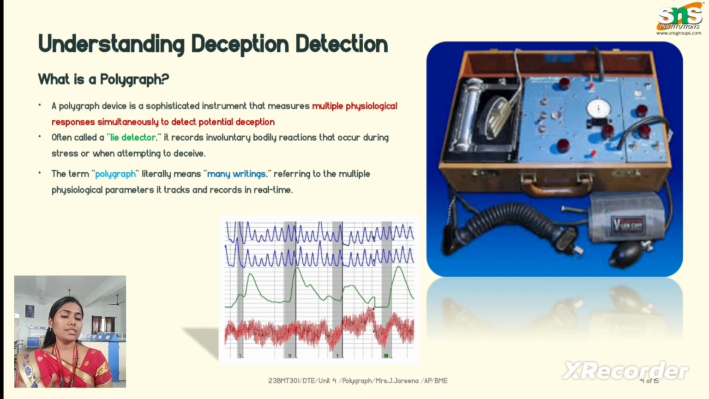The reason is that this device is going to assist the investigator to identify whether the person is telling a lie or not, because it records involuntary body reactions, that is, reactions which cannot be controlled consciously. Based on those body reactions, we can judge whether the person is telling a lie or not. The word polygraph means many writings: poly in the sense of many, and graph in the sense of writing. It records multiple physiological parameters in real time. That is the reason it has the name polygraph.